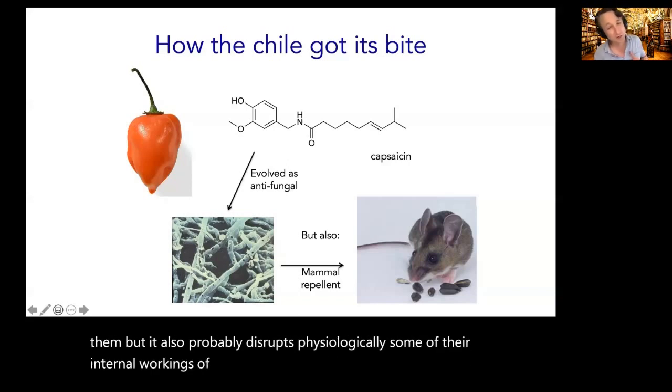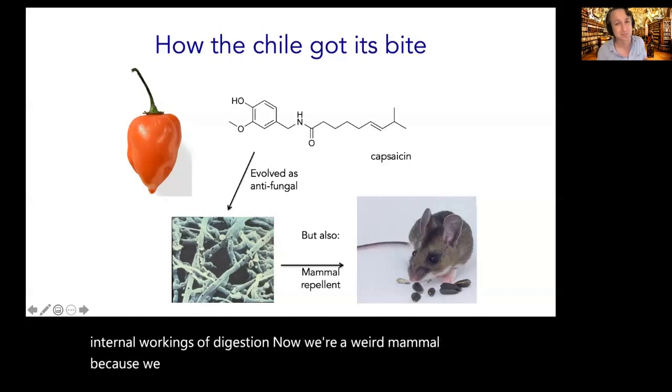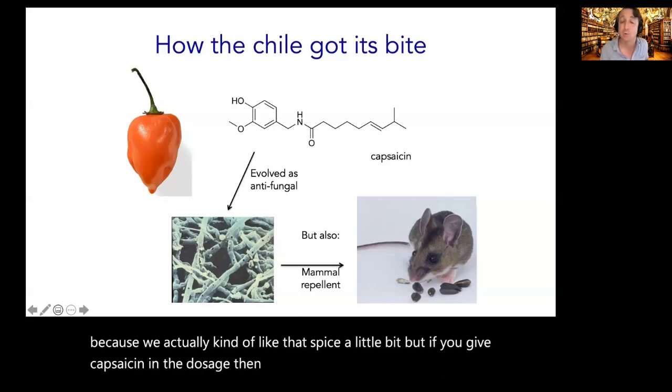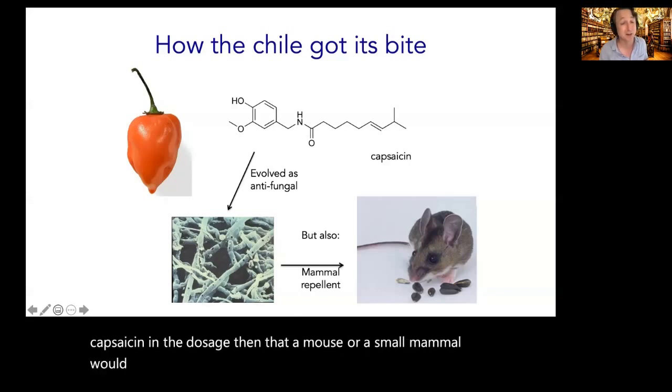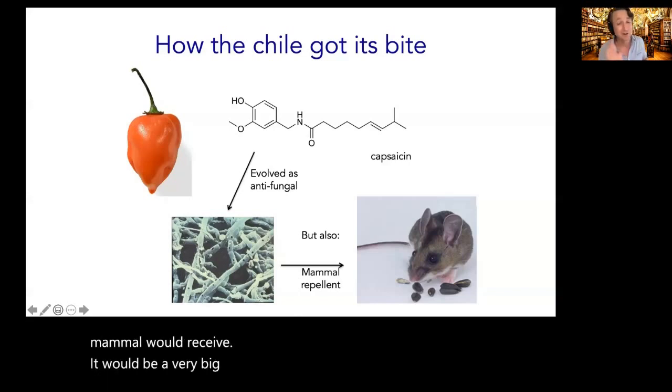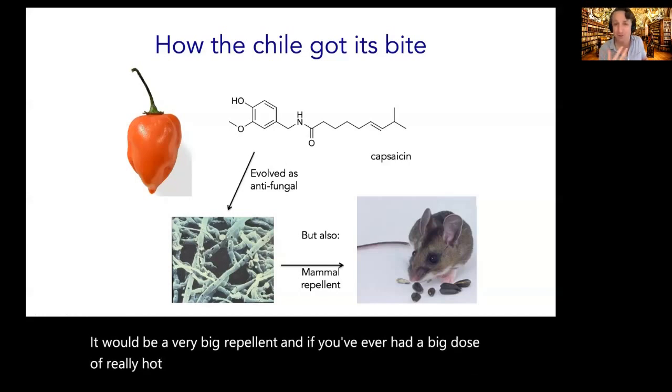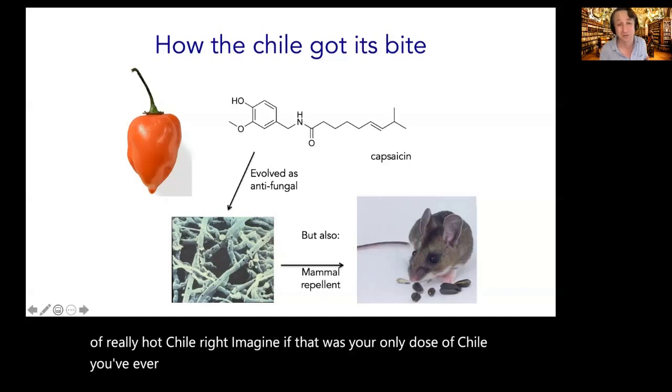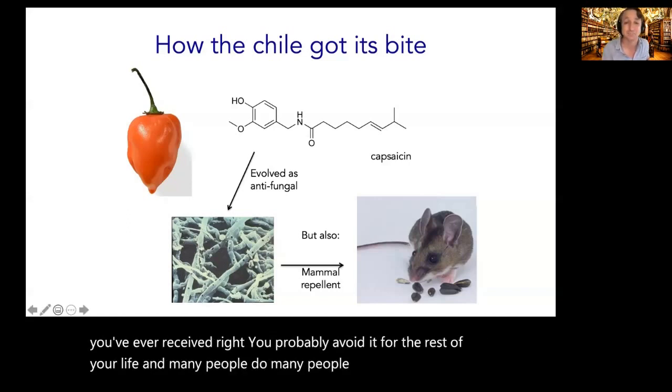Now, we're a weird mammal because we actually kind of like that spice a little bit, but if you give capsaicin in the dosage that a mouse or a small mammal would receive, it would be a very big repellent. And if you've ever had a big dose of really hot chili, right? Imagine if that was your only dose of chili you've ever received. You'd probably avoid it for the rest of your life. And many people do. Many people can't take the hot.